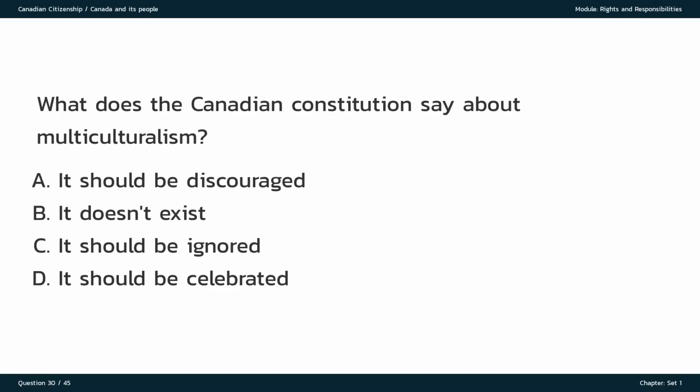What does the Canadian Constitution say about multiculturalism? A. It should be discouraged. B. It doesn't exist. C. It should be ignored. D. It should be celebrated. The answer is D. It should be celebrated.